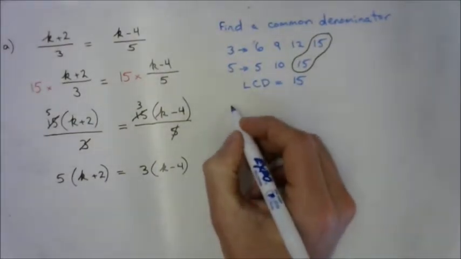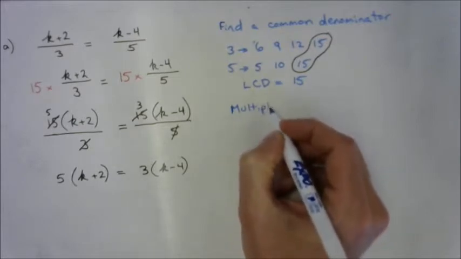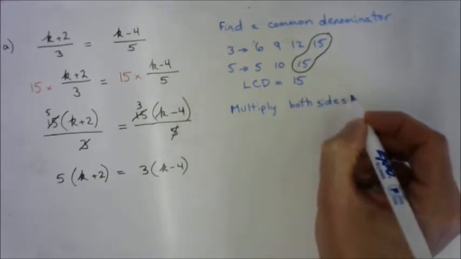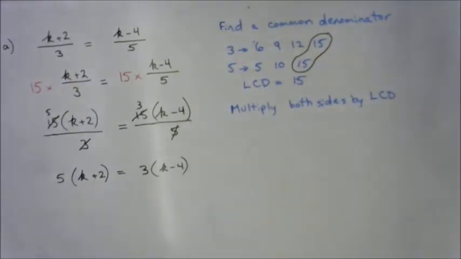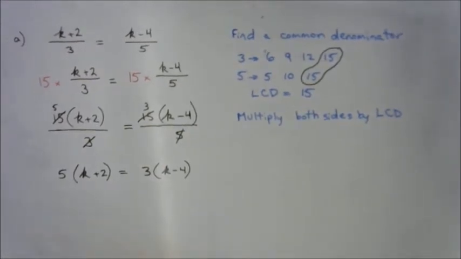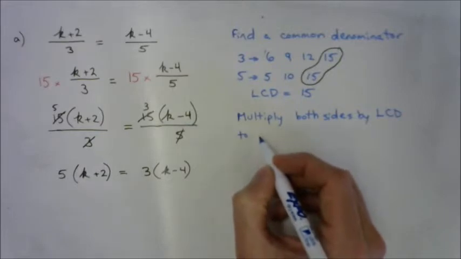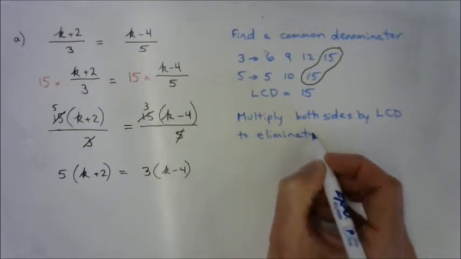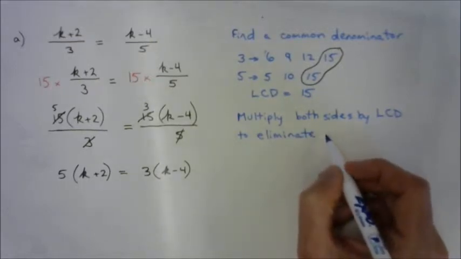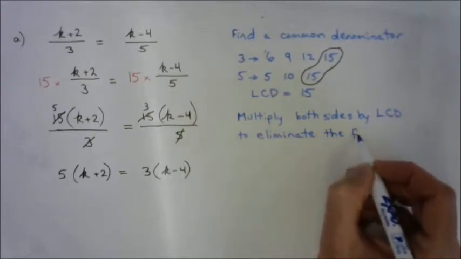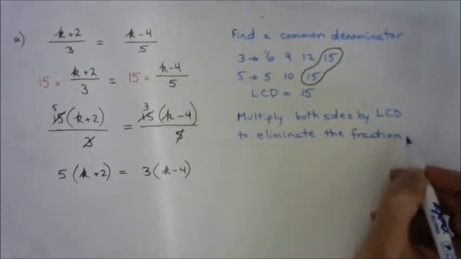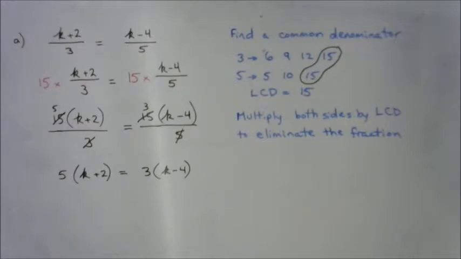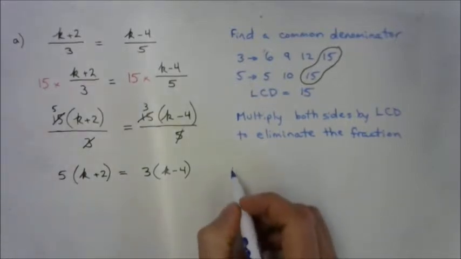And we're going to write the step beside it. Multiply both sides by the LCD, the lowest common denominator. That was 15 in this case. What did we do? We eliminated the fractions. We don't need to worry about a common denominator on both sides anymore, because we don't have a denominator anymore.